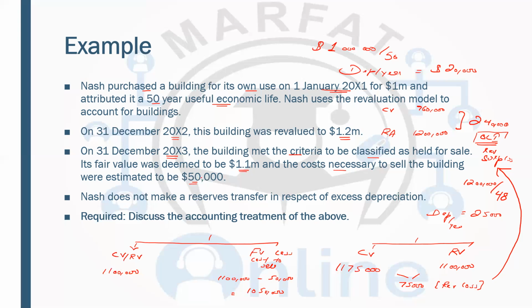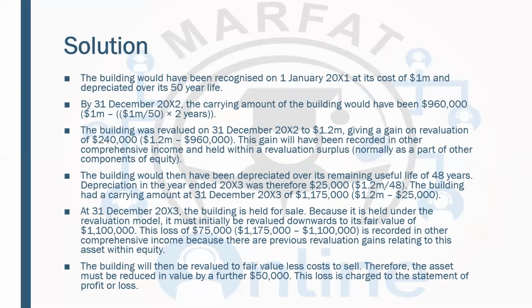Nash does not make a reserve transfer in respect of the excess depreciation. Discuss the accounting treatment of the above. Now this 50,000, which is the difference between the revalued amount and the fair value less cost to sell, will be recorded in the profit or loss.